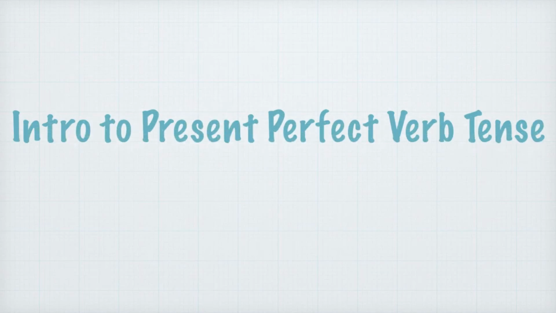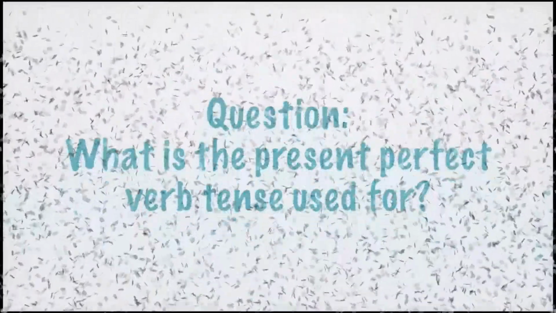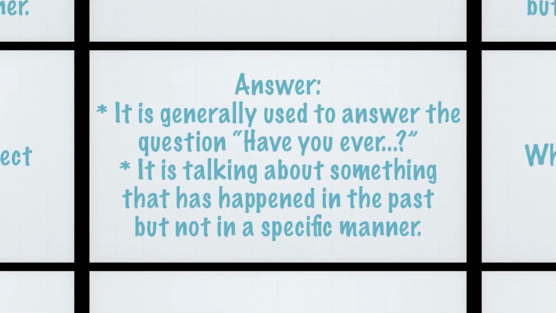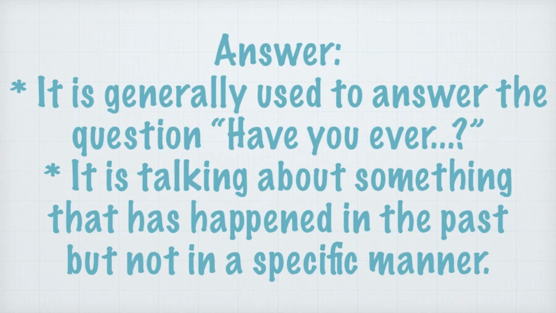Intro to Present Perfect Verb Tense. What is the present perfect verb tense used for? It is generally used to answer the question, have you ever? It is talking about something that has happened in the past, but not in a specific manner.